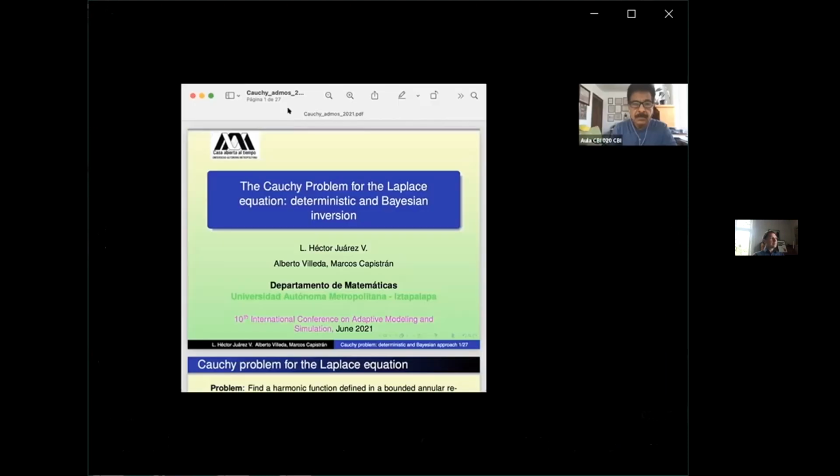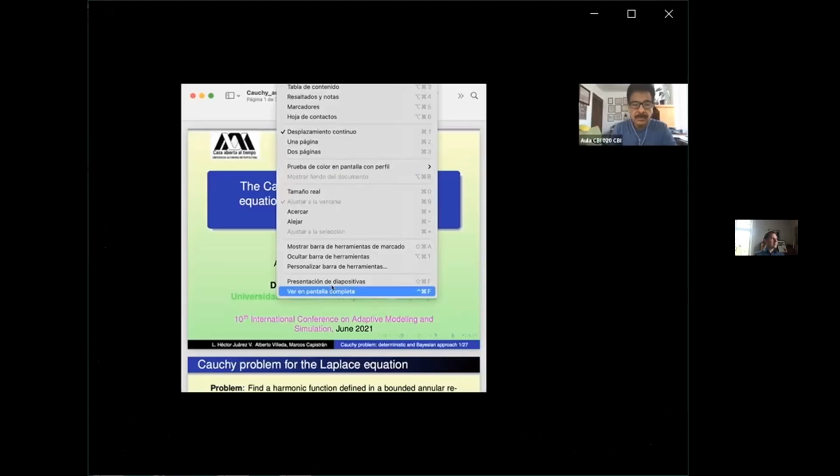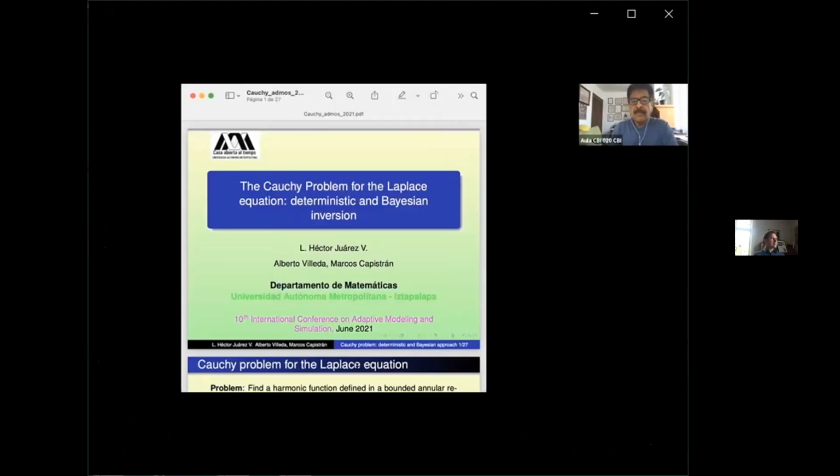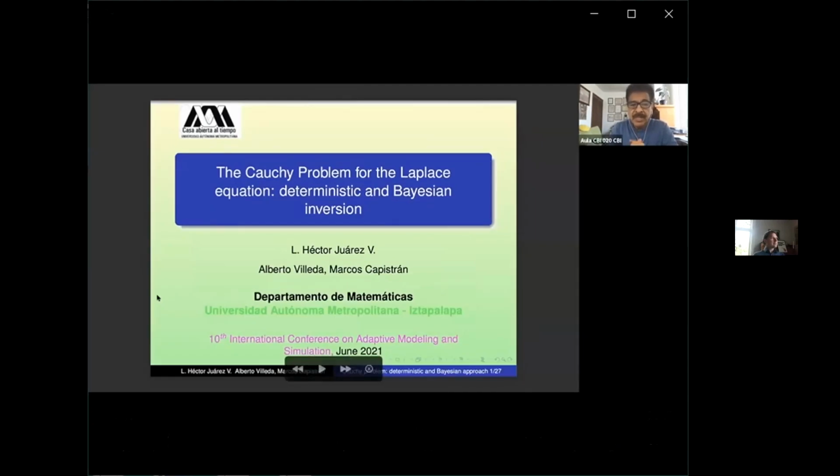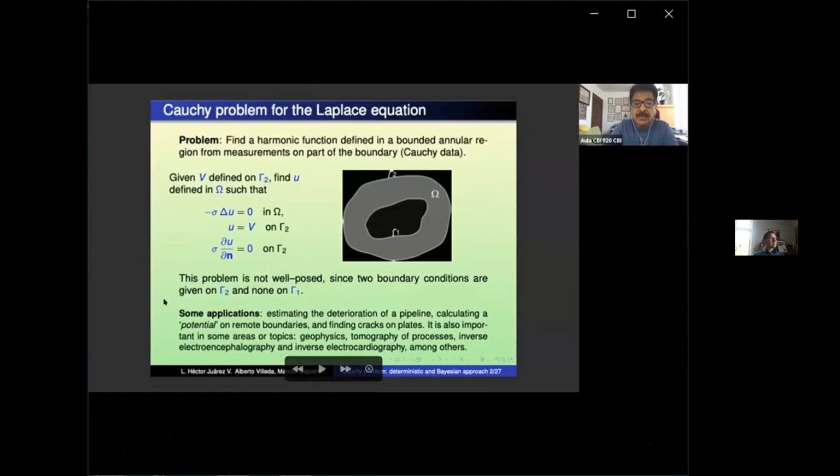Hello, everybody. My name is Hector Juarez from Mexico. This time I'm going to talk about the problem of finding a harmonic function defined on this annular region with inner boundary gamma 1 and outer boundary gamma 2. Observe that there are two boundary conditions on the outer boundary and none on the inner one. This problem has several applications, but is ill-posed.